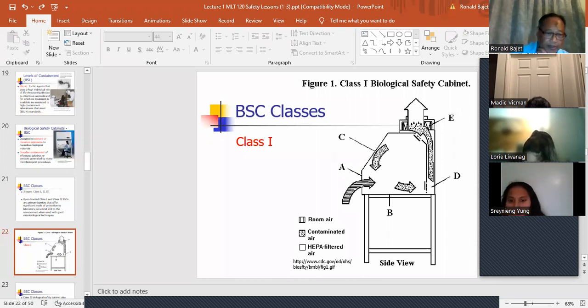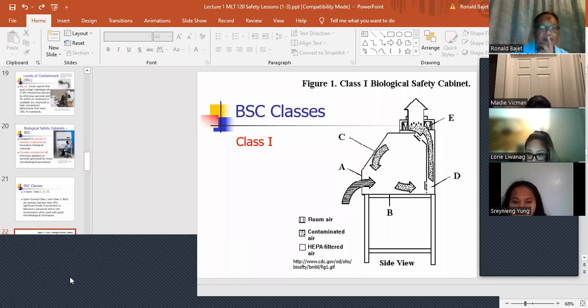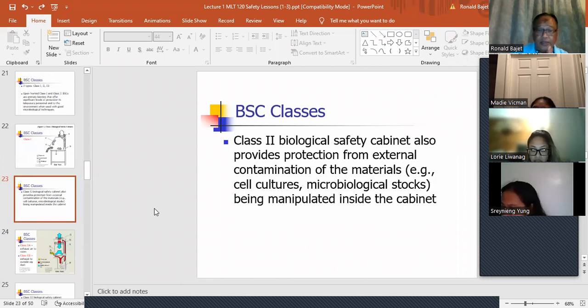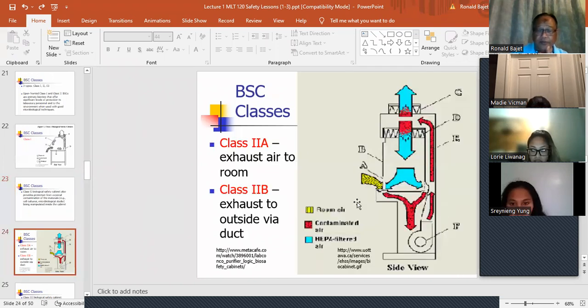I think I had some notes here. Eye wash, remember 15 minutes on the eye wash. HEPA is high efficiency particulate air filter. This is class 1, open here. It's open in the front. Class 2 is also open in the front here.